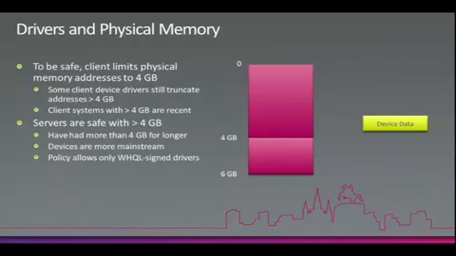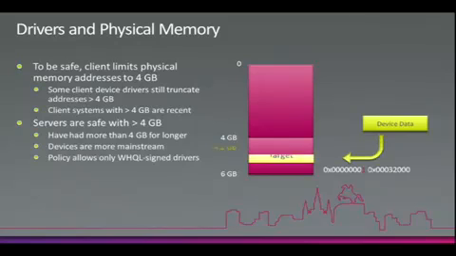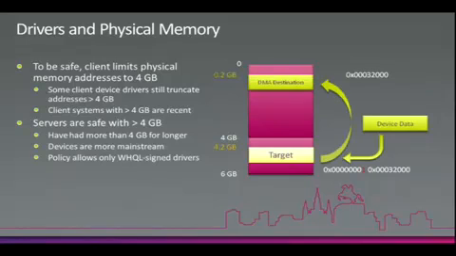So here we've got a system that's got 6 gigabytes of RAM. The device data is targeted at that region above the 4 gigabyte line. You can see that the low bit of that high DWORD is 1. But if the device driver truncates that and ignores that high DWORD, it's actually going to write the data to low memory and corrupt everything.